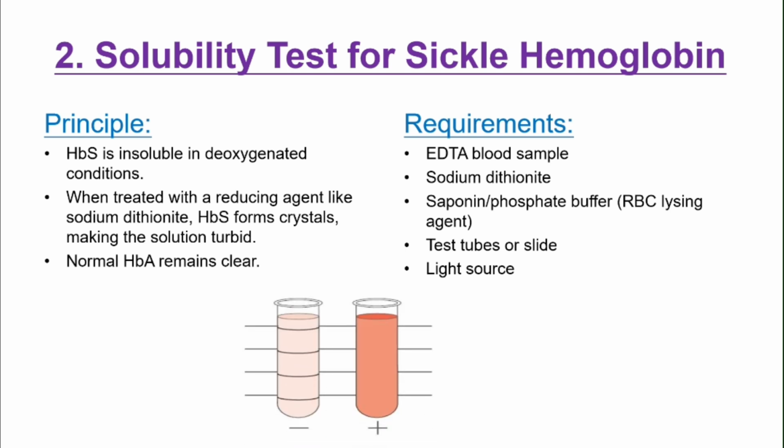This is the image of a solubility test. This is a sickle cell one, which is solubility positive, and this is the normal one. Here the light can pass through the tube because there is no precipitation, while here there is precipitation and HbS is insoluble in the solution, so the light is not passed.